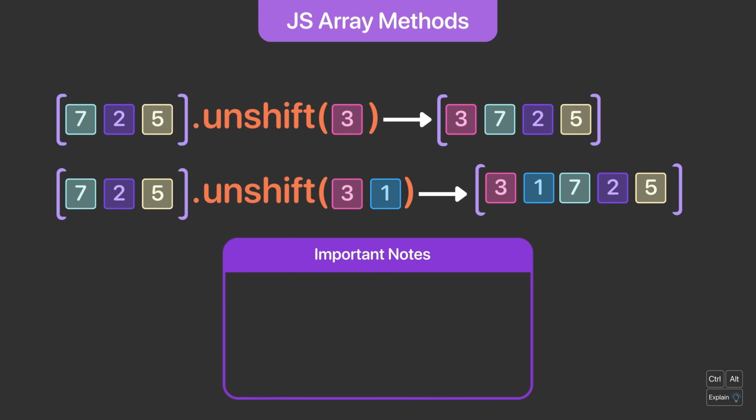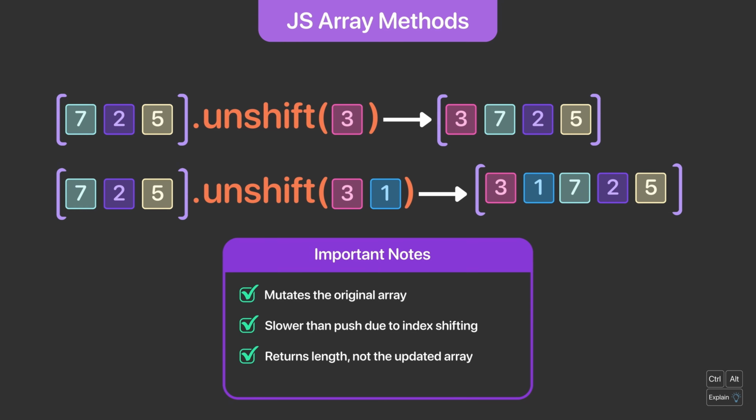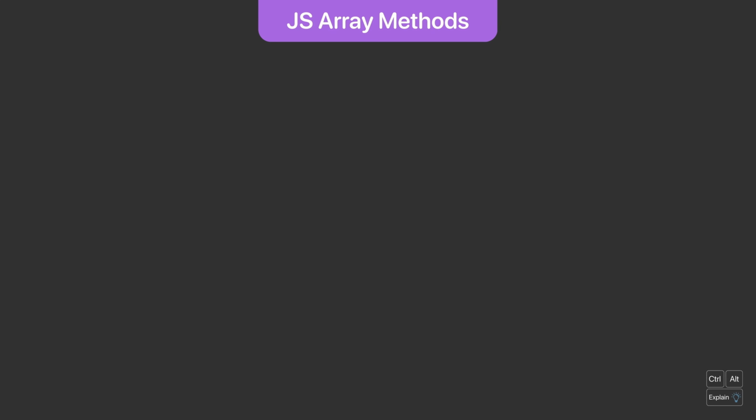There are a few important things you should remember about the unshift method. First, it mutates the original array, so be careful if you're working with shared state. Second, it's usually slower than push, because every existing element must be reindexed to make room at the front. And finally, unshift returns the new length of the array, not the array itself. So if you log the return value, you'll see a number, not the updated list.